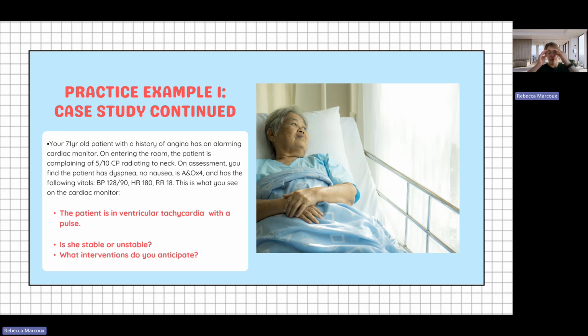So we're thinking stable or unstable. We want to think of our primary symptoms of impaired cardiac output. So are they having chest pain, shortness of breath, changes in LOC, or changes in blood pressure? In this case, the patient is having some chest pain, 5 out of 10 chest pain, and she is complaining of some dyspnea. It is important to remember when we're thinking of shortness of breath, it is a subjective, not objective assessment, so we really need to ask the patient, are you feeling short of breath?